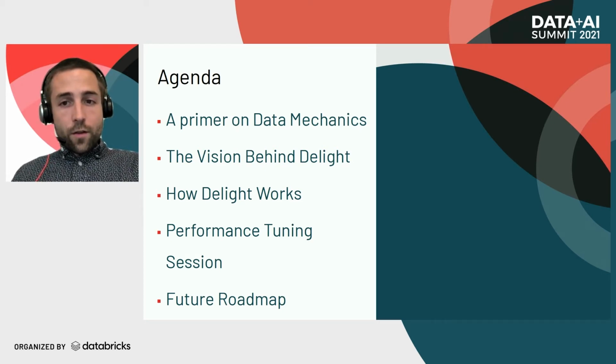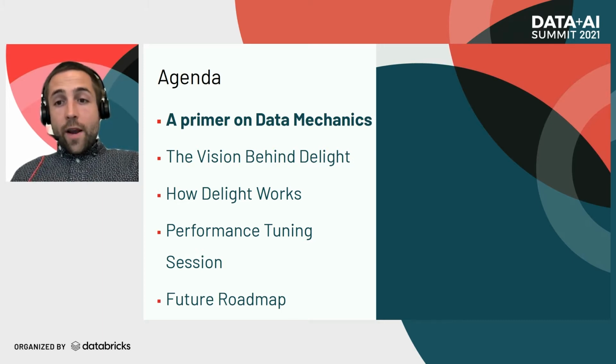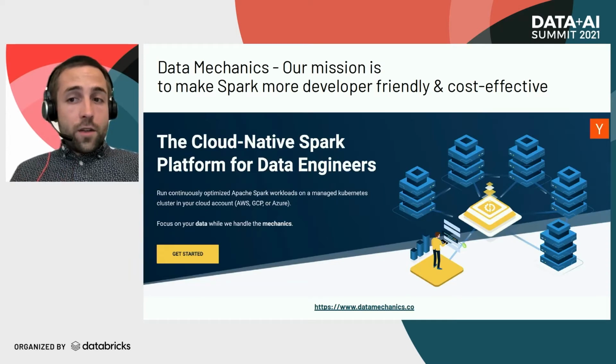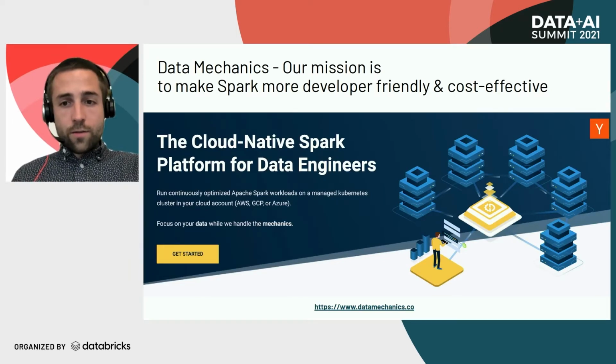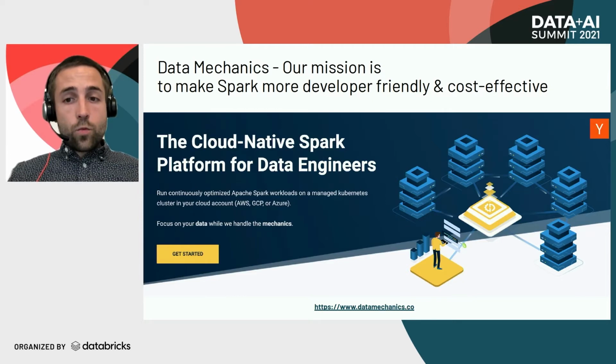So first, a few words about Data Mechanics, our company. We are a managed Spark platform, so an alternative to EMR, Databricks, Dataproc, Cloudera, Hortonworks, and so on. Our platform is deployed on a Kubernetes cluster that we create and manage for our customers inside their cloud account. So if our customer uses Amazon, we deploy on top of EKS. If the customer uses GCP, we deploy on top of GKE. If the customer uses Azure, we deploy on top of AKS.